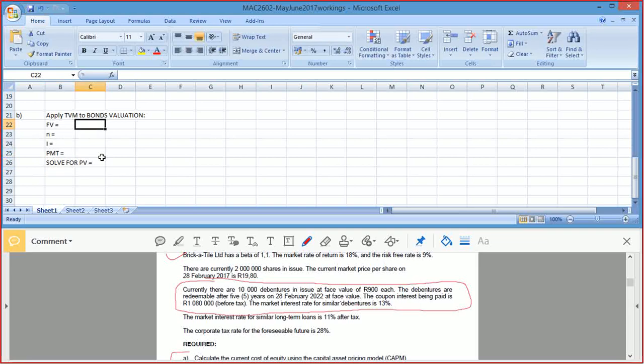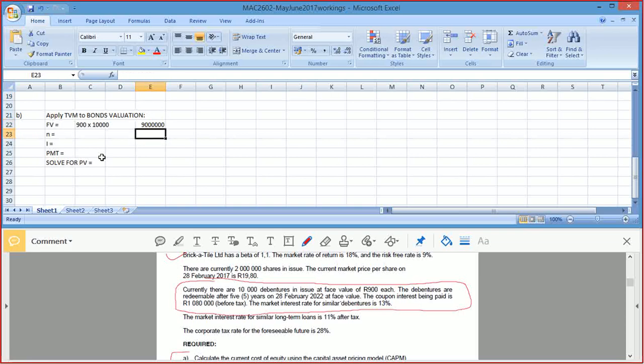Okay, so what's my future value? Well, read the question, look for face value. Face value 900 rand each. So 900 rand each is my future value. But there's 10,000 debentures, so we would have to multiply that. It's actually 900 times 10,000. So 900 times 10,000 is 9 million.